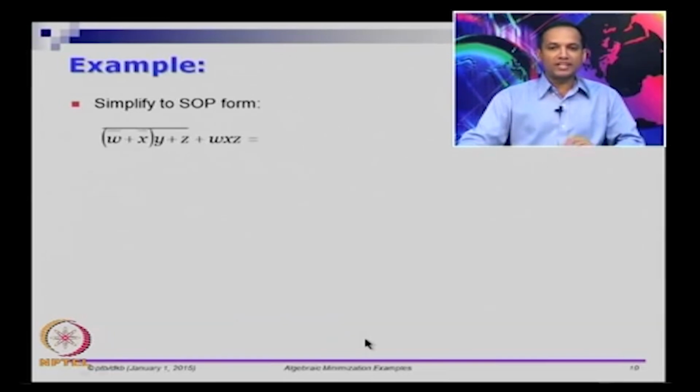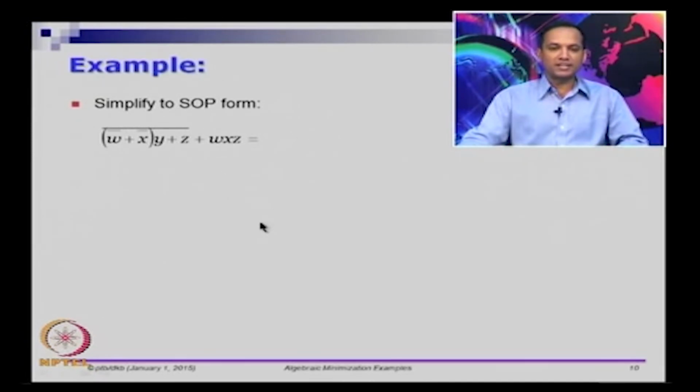So let us do one final example before we wrap up. So we want to simplify this expression to the sum of product form. So usually we use sum of products because it is slightly more intuitive to work with sum of products than with product of sum forms. So we will see how to convert this into the sum of product form.